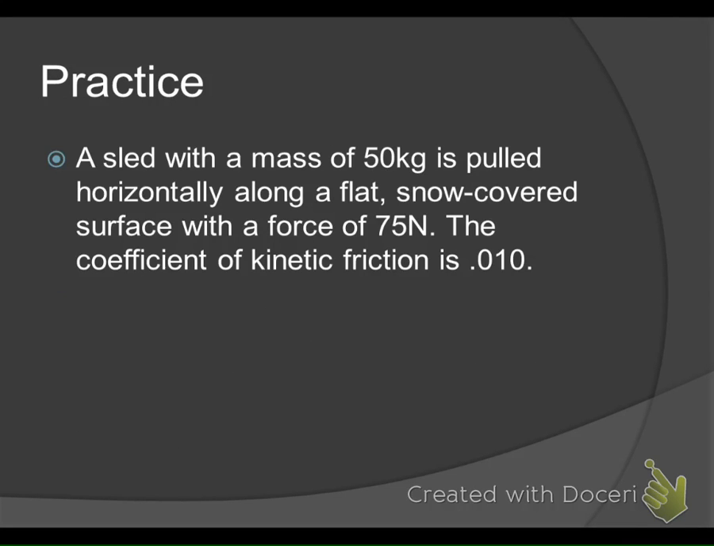All right. This says a sled with a mass of 50 kilograms is pulled horizontally along a flat, snow-covered surface with a force of 75 newtons. Coefficient of friction is 0.010. So go ahead and get this problem copied down, and we're going to go through it. Right now it's not asking for anything because we're going to walk through it step by step to get a final horizontal acceleration, which will be our overall goal here. But we're going to walk through them step by step so that you understand the process.